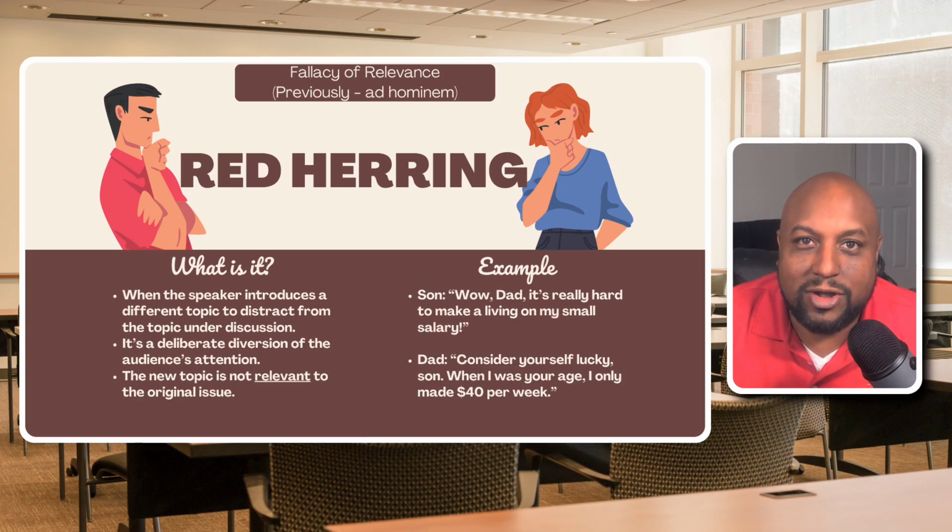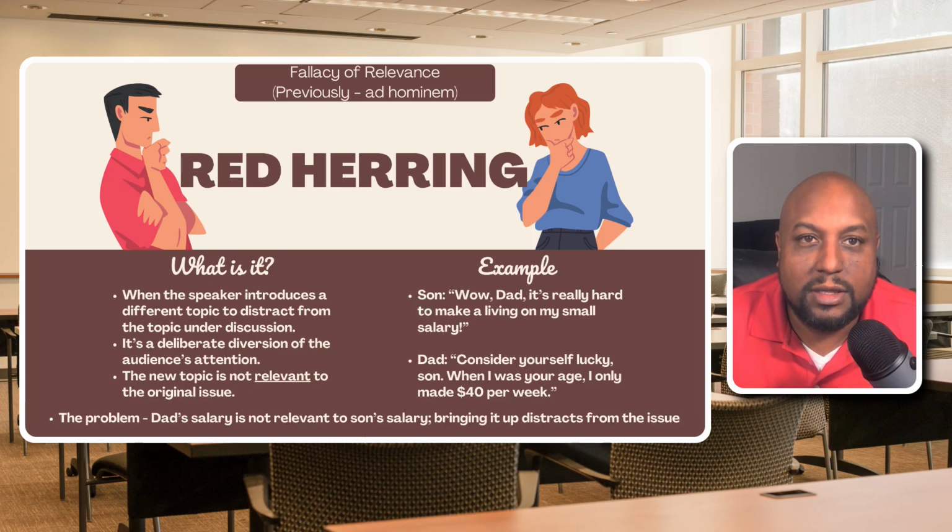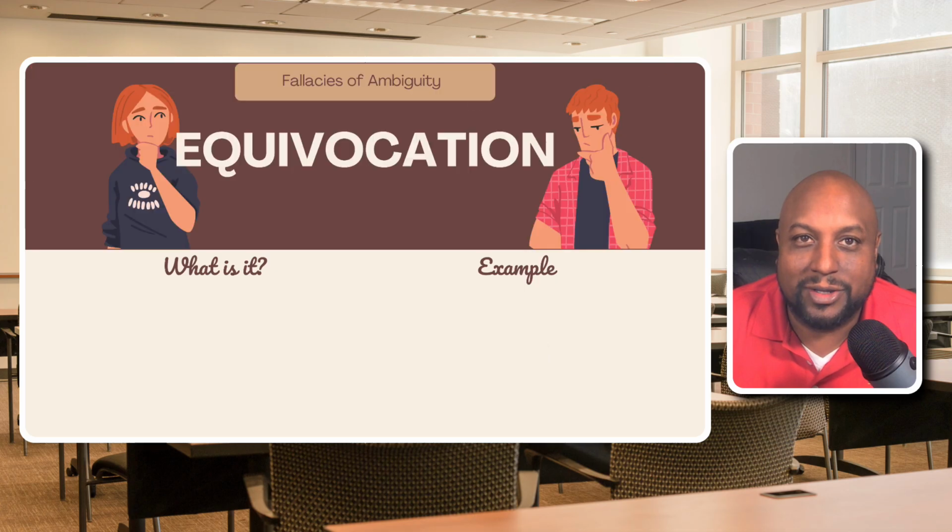Son says, "Wow, Dad, it's really hard to make a living on my small salary." And then Dad says, "Consider yourself lucky, son. When I was your age, I only made $40 per week." Okay, this is an illogical statement. This is a red herring because Dad's salary is not relevant to the son's salary, right? Bringing it up distracts from the issue. Son is talking about how he's not making enough money. Dad says, "I didn't make enough money either." That doesn't help me, Dad. Okay, so red herring. It's off topic. We're bringing up this irrelevant issue to distract from the original issue.